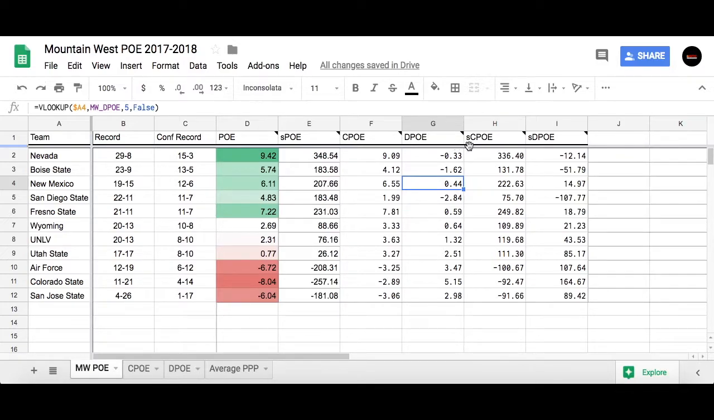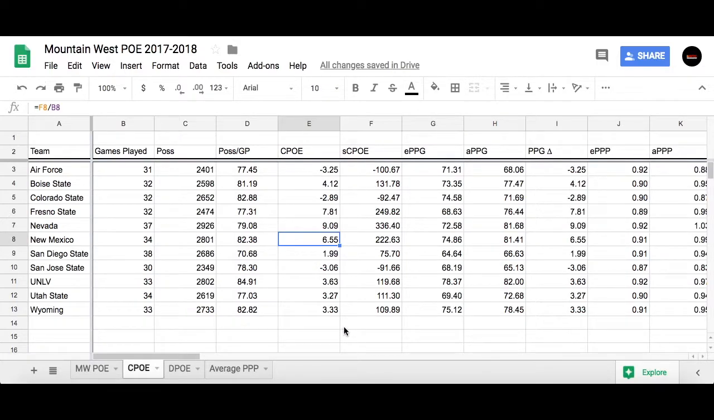And then next to those, we have the season created points over expectation as well as the season defensive points over expectation. So these work the same way as the SPOE works. This is the sheet that you should be using the most, and this is the one that I will be posting on Twitter and stuff the most. But just in case you want to know exactly how these numbers are calculated, we will look at that next.